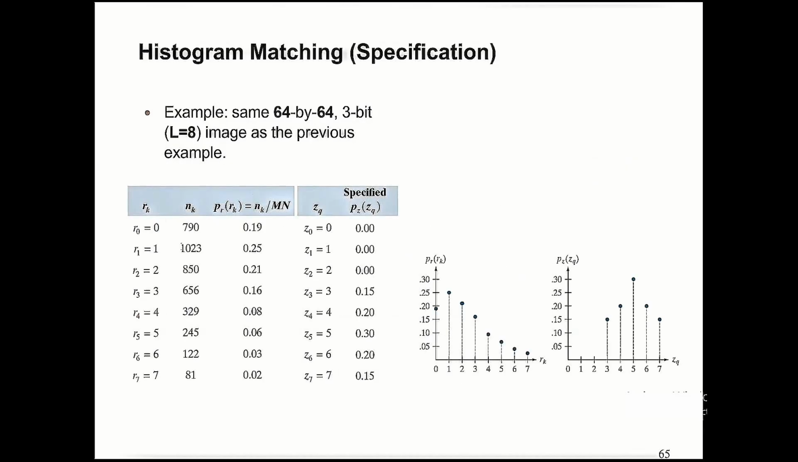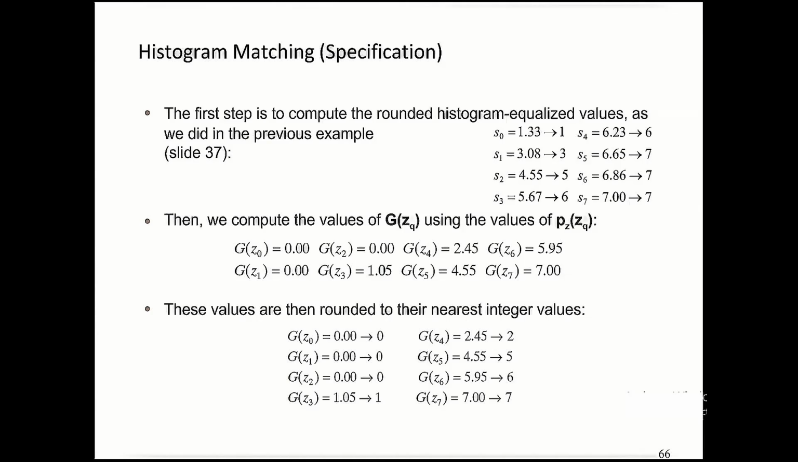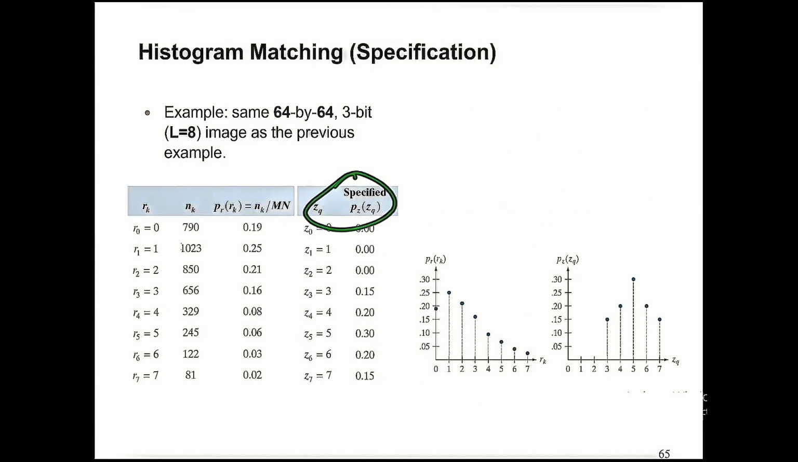Now here in ZQ, Z0 equals 0, but how do we find BZ of ZQ? This is given. This is specified. Okay, good. First, we did this in slide number 27. Equalize this image. Up to now we did not do anything. Now we have to equalize this one using the same pattern.